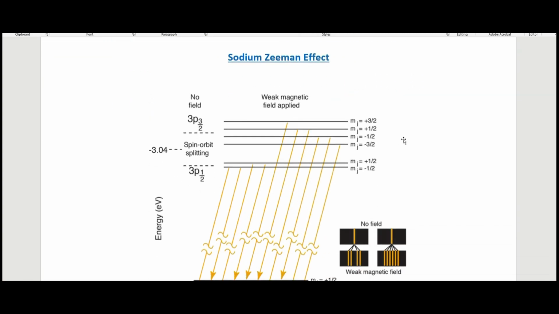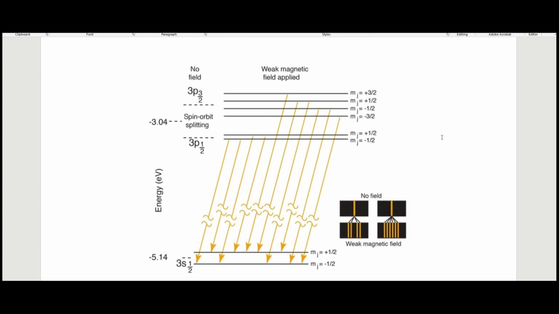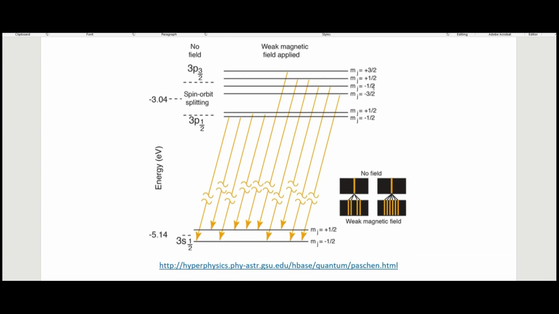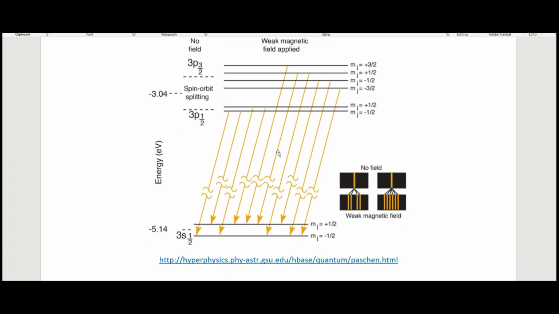And then I have a few more figures in here that show sort of the same thing. So we have the sodium Zeeman effect, and in a weak magnetic field, we end up with these multiple lines here. So we have this one down here, which would just be a single line without a magnetic field, that's split into these four lines. So these ones here, then these ones up here.